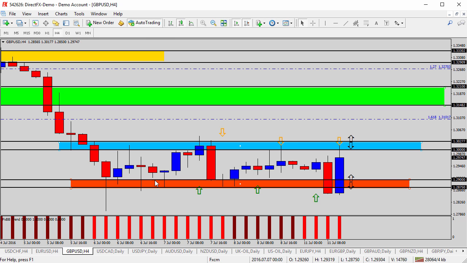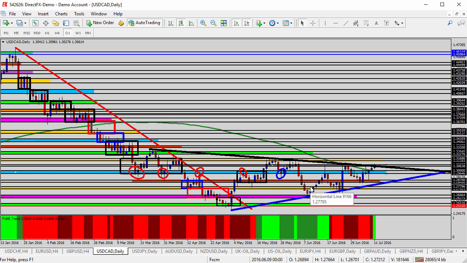Moving on over to the USDCAD, the US dollar versus the Canadian dollar. Of course, we've been studying here on the daily time frame this triangle type pattern, rising lows along the blue trend line, falling highs along the black trend line, and we've seen some changes in behavior, changes in sentiment and momentum here for this currency pair over the past several days.